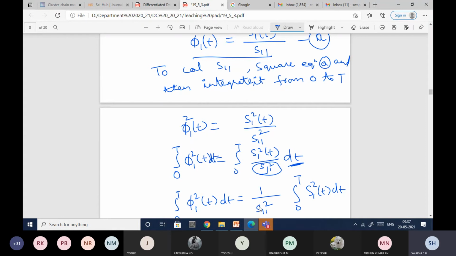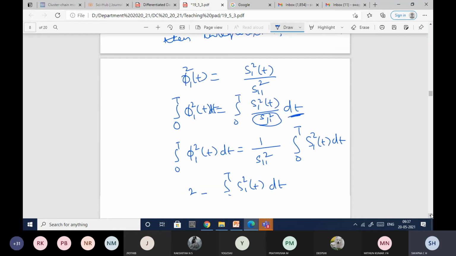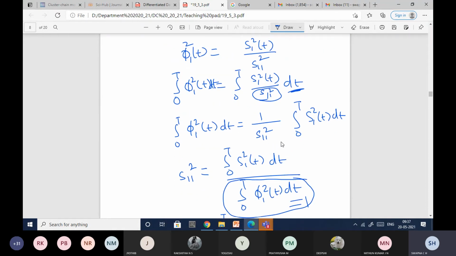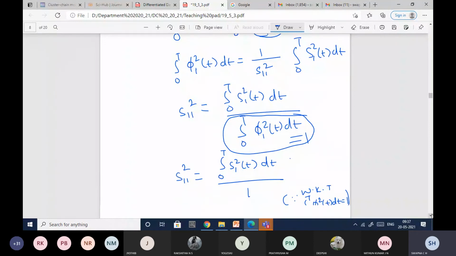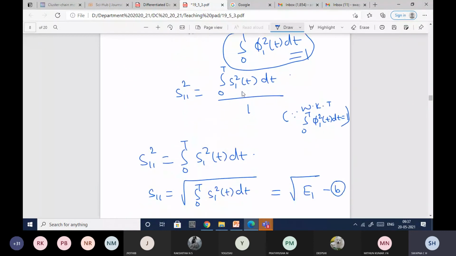So it is 1 by s11 square integral 0 to T s1 square of t dt. Now what I have done, I have just cross multiplied so that I could write in this way. From the orthonormal condition we know that integral 0 to T phi1 square of t dt is equal to 1, so that I have substituted. So finally I've got s11 square as integral 0 to T s1 square of t dt.